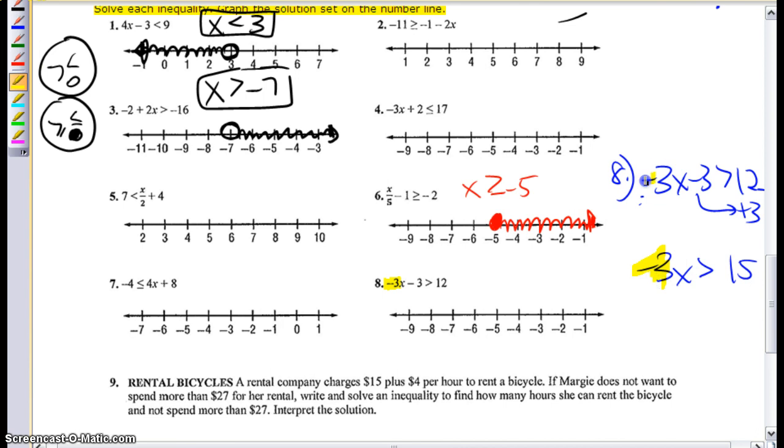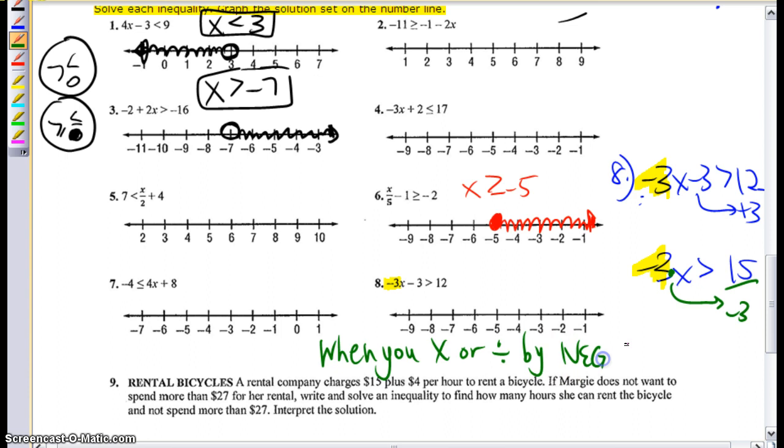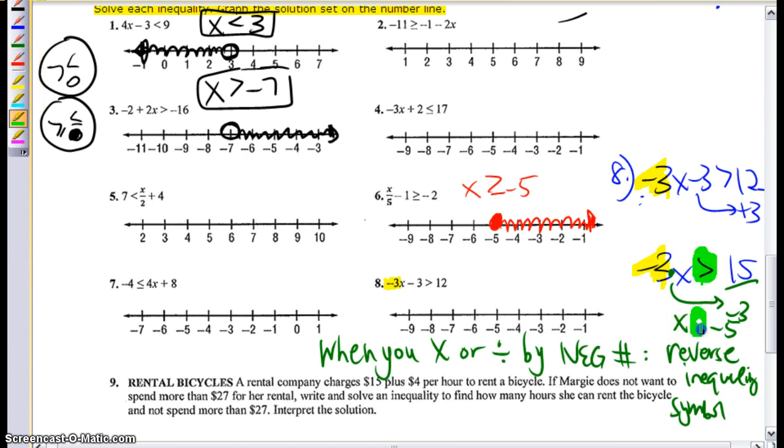Now again, I'm highlighting that negative 3 next to the x because I am multiplying by a negative number. So then I'm going to move that negative 3 over and I'm going to divide. Now remember, there's a rule that in an inequality, when you multiply or divide by a negative number, you have to reverse the inequality symbol. So 15 divided by negative 3 is negative 5. So x, rather than being greater than, it's going to switch to less than. So I'm switching that sign. I'm reversing the inequality symbol. Why? Because I divided by a negative 3. And so x is actually going to be less than negative 5.